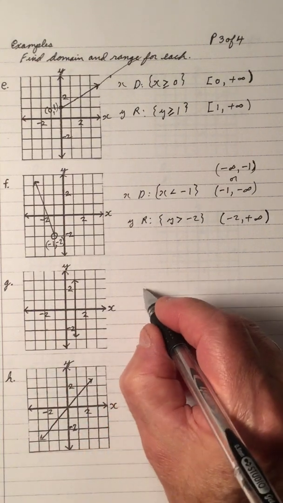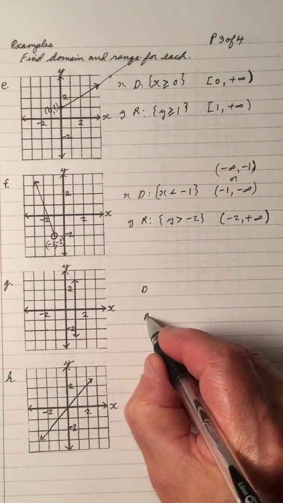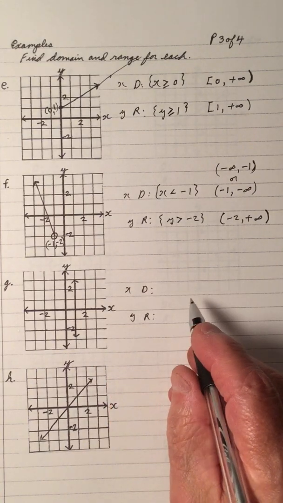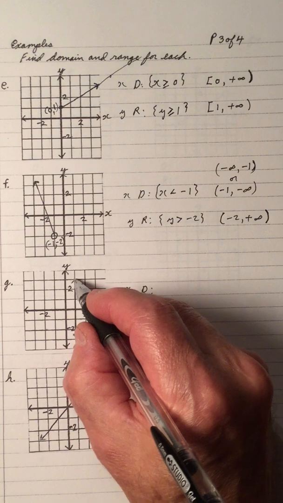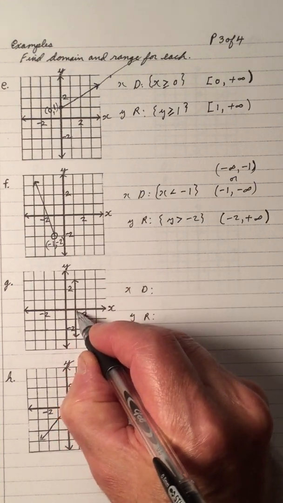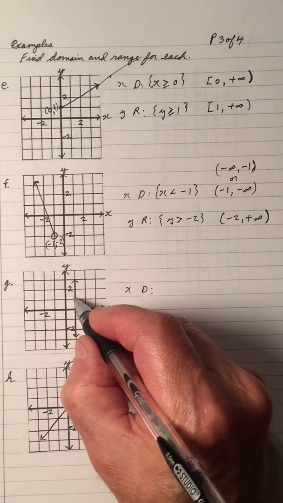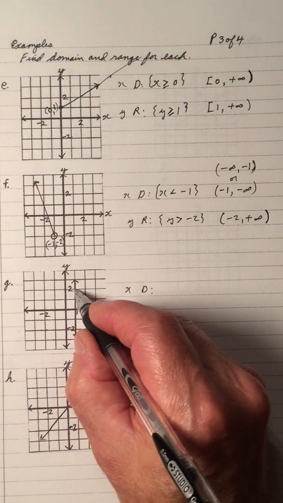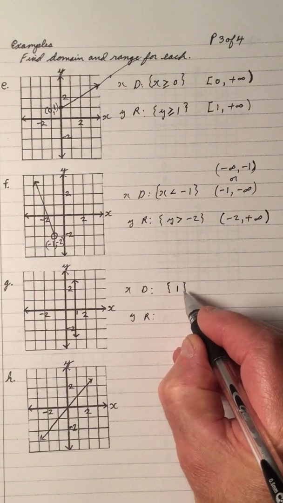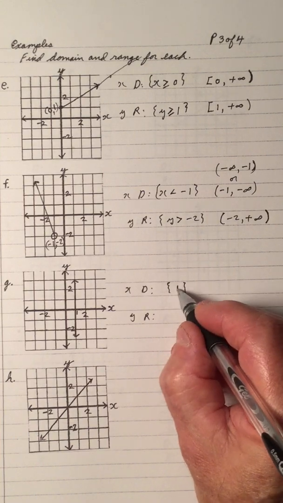And G, we have a domain, we have a range. Domain is x, the range is y, always. And notice the domain here, x, is a vertical line, so that's a 1. X is 1 there, x is 1 there, x is 1. So there's only one value for the domain, which is 1 for x.